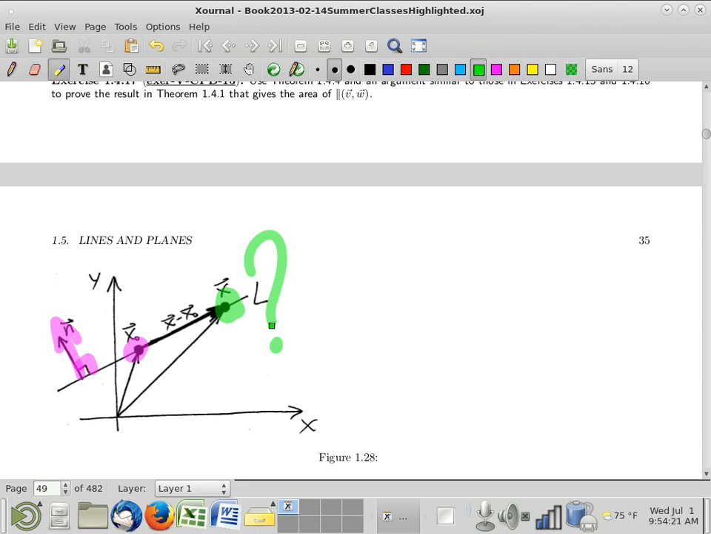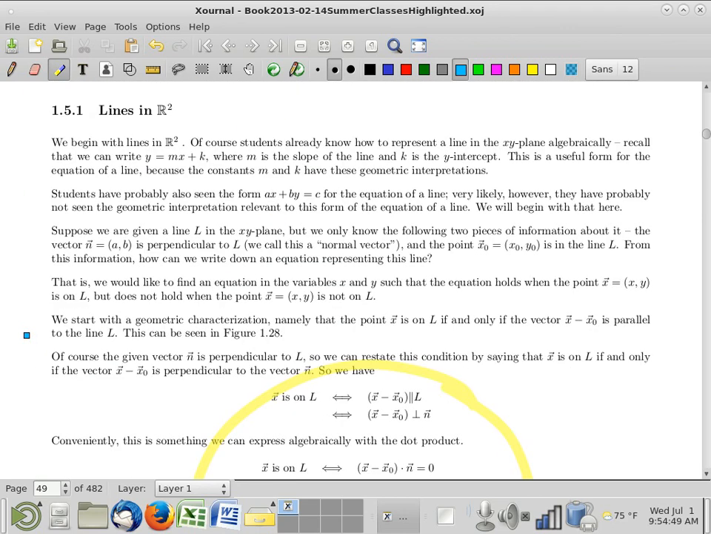Keep in mind, let's pretend we don't know what the equation of a line is so far. But here's a point. I want a decision. Is that point on the line or not on the line? And the way I'm going to argue is that this difference vector, if x is on the line, would have to be parallel to the line, and therefore perpendicular to the normal vector. So write that down here.